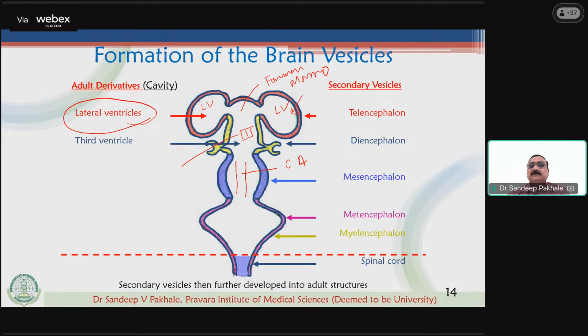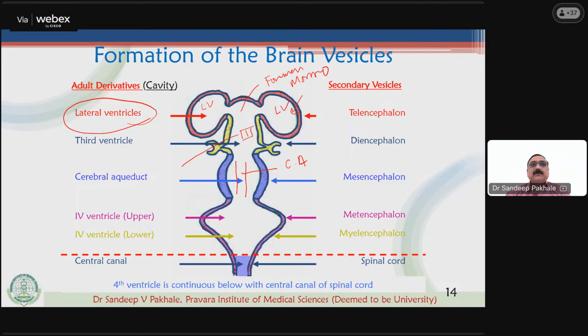So you can see the cerebral aqueduct and the fourth ventricle, which is the cavity of the hindbrain. So upper part and lower part. The upper part is open, which is considered the cavity of the metencephalon, pons and cerebellum, while the myelencephalon forms the lower part of the fourth ventricle.